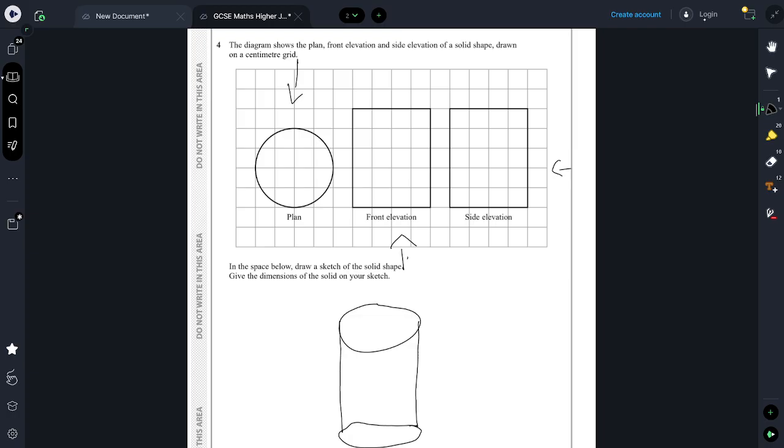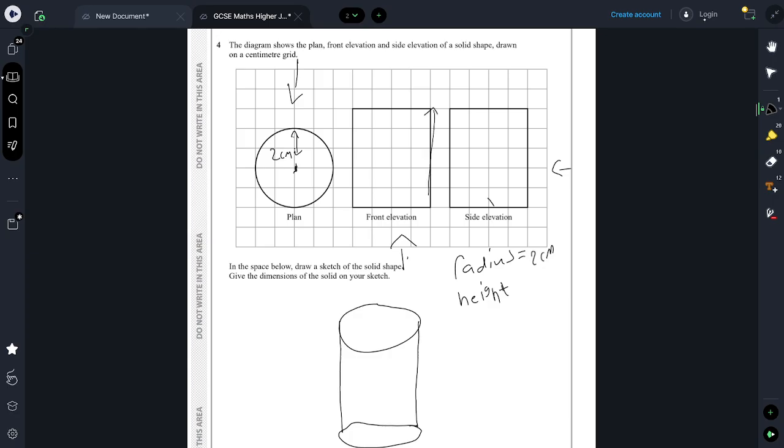And also bear in mind the other part of the question, give the dimensions. So what does a cylinder have? Well, it has a radius and a height. So the radius is going to be, well, what's a radius, right? From the center, you measure from the center to the circumference, right? So here, obviously, it's going to be 2 centimeters. So that's going to be 2. And the height, well, it's how tall the cylinder is.